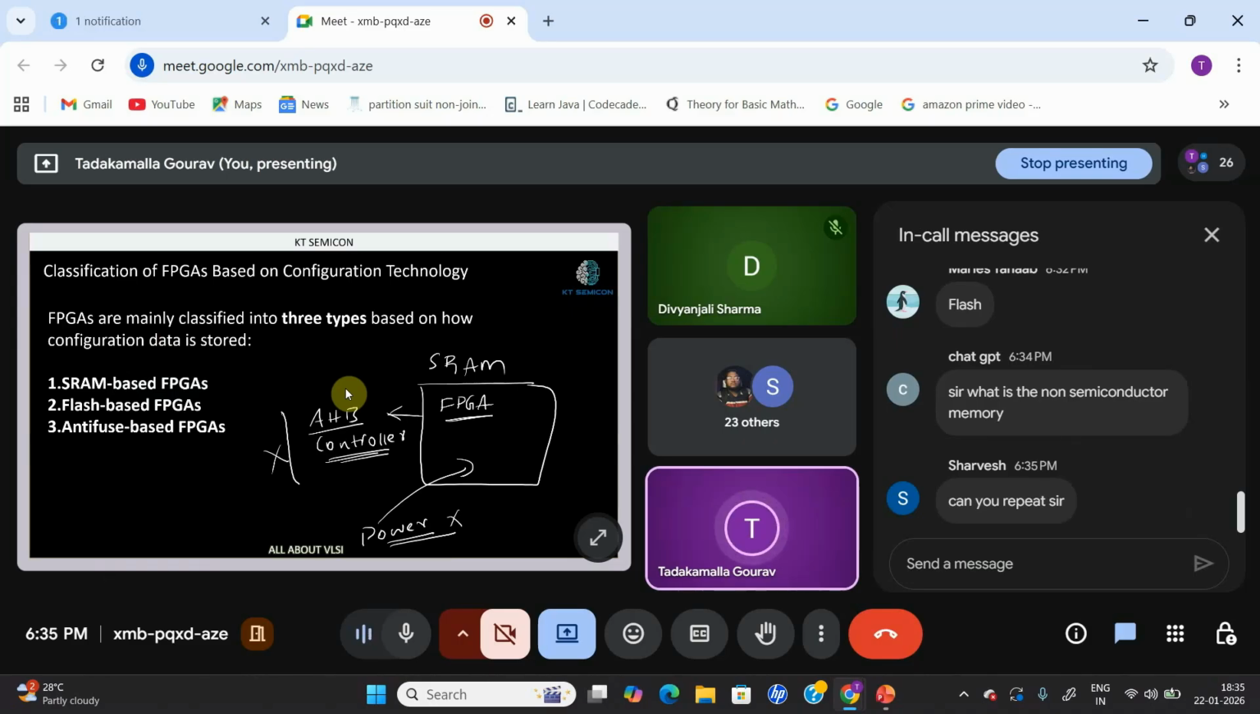Which part do I need to repeat? And what about others? Is this particular thing clear? SRAM based FPGAs and flash based FPGAs, is it clear? Shall we move forward?